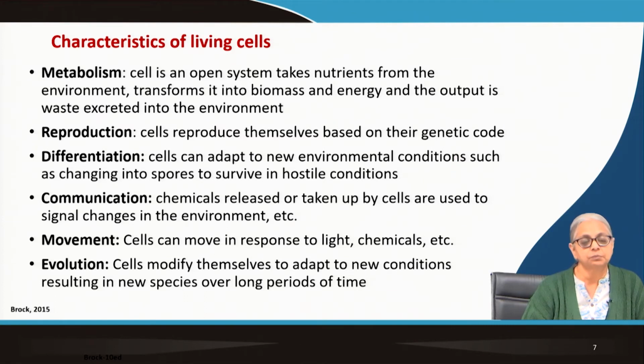The second thing is reproduction. The cells have to be able to reproduce themselves based on their own genetic code. The third is differentiation. The cells need to adapt themselves to new environmental conditions. And will they be able to survive hostile conditions?